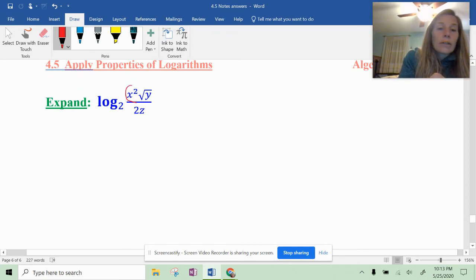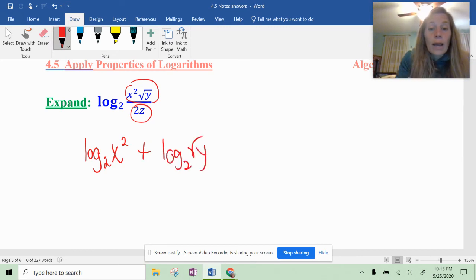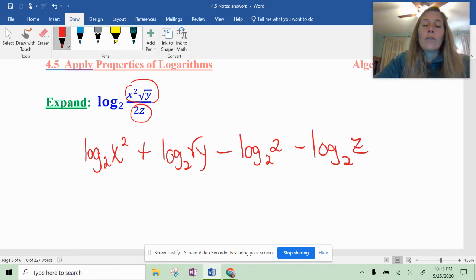Okay, so we have this numerator here over this denominator. So remember what I said on that earlier problem? Basically, everything in the numerator is positive. So log base 2 of x squared plus log base 2 of radical y, and then minus log base 2 of 3 minus log base 2 of z. So if you do it like that, it just helps you avoid having to do the parentheses.